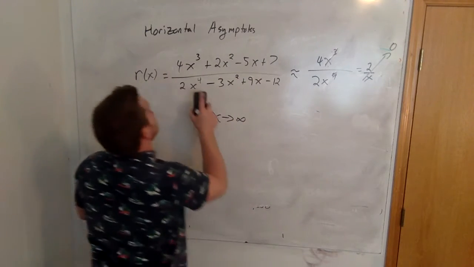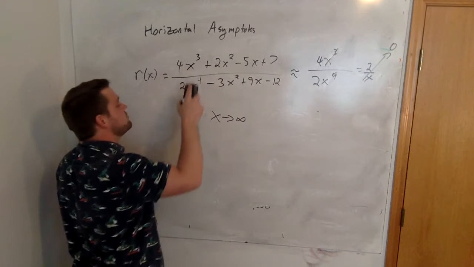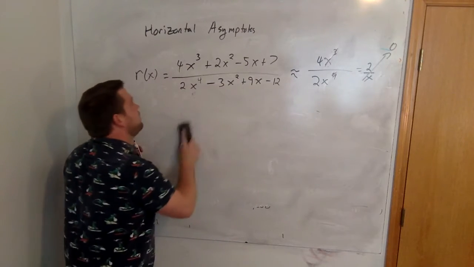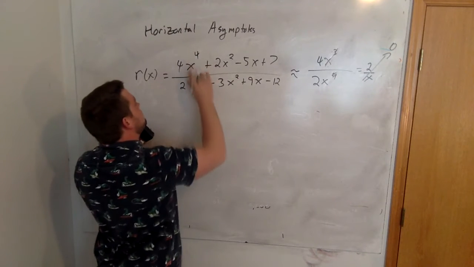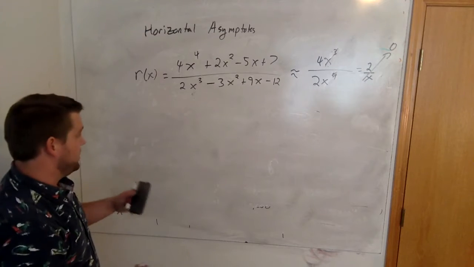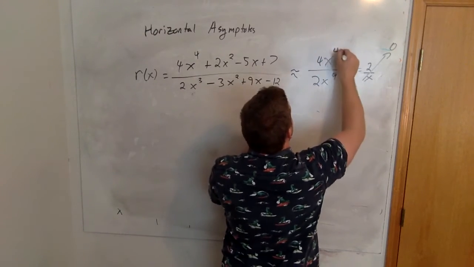So if the denominator is winning the war, the denominator grows a lot bigger than the numerator, so the function is going to be settling on 0. Now, if the numerator is winning the war, there will be no horizontal asymptote. We'll talk more about that in the video for slant asymptotes and holes. But now the numerator is winning the war.